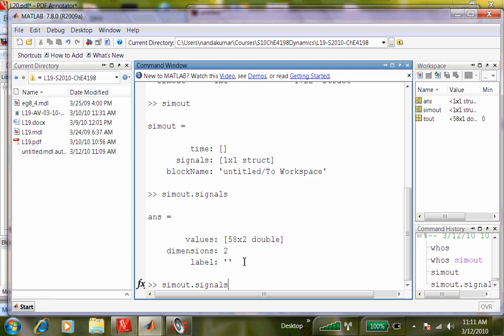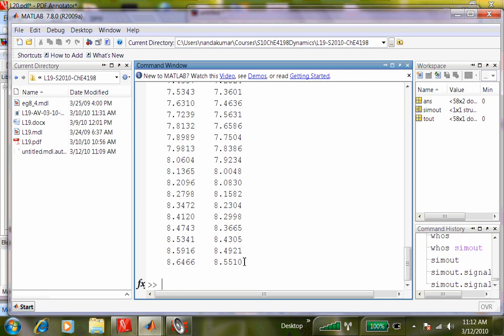So if you do this, these are the two temperatures: the temperature of the thermocouple and the temperature of the process. You may need access to this data, not just a graphical representation, to see what is the lag at every instance of time, for example, if you want to do some sort of an analysis.